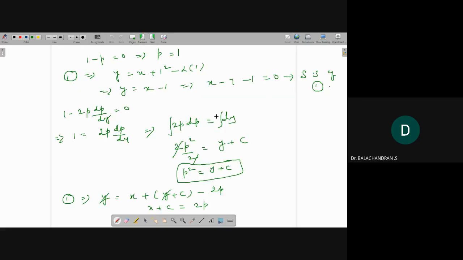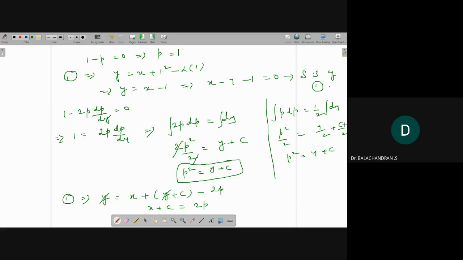So I want to tell something here. Suppose somebody does it like this. The simplification is a little bit different. Instead of keeping this 2 here, if I take 2 here, then p square by 2, so you get y by 2, and you can take some c by 2. So p square equal to y plus c. Here also I'll get p square equal to y plus c.